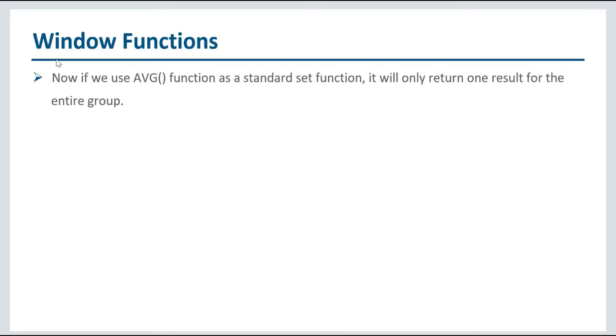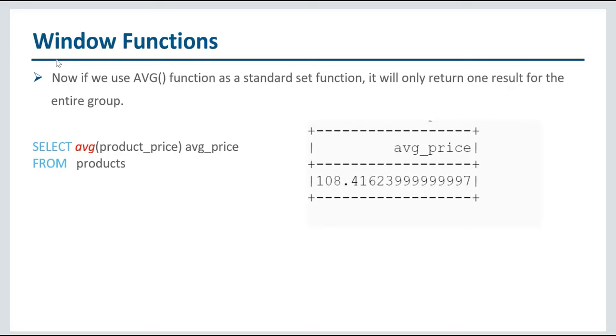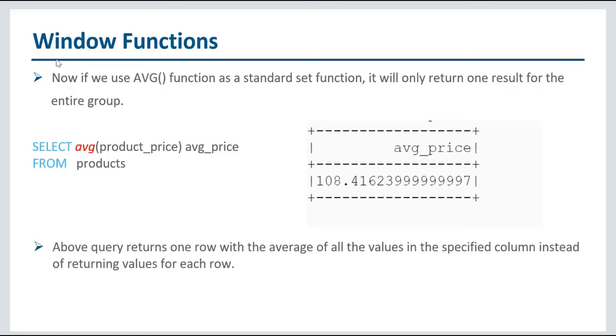Now, if we use the average function as a standard set function, it will only return one result for the entire group. So my query will be select average of product price from products. This query will return only one row as an output. So the above query returns one row with the average of all the values in the specified column instead of returning values for each row. And this is the difference between a windowing function and other analytical functions.